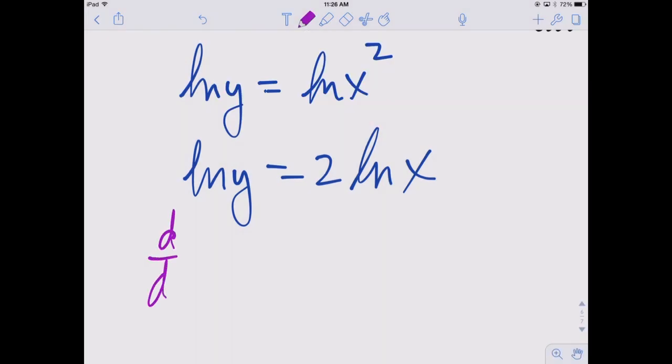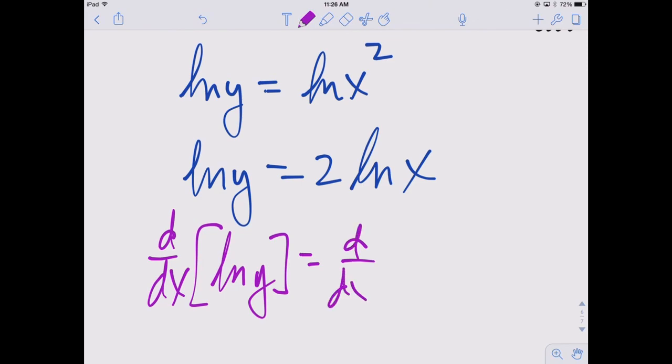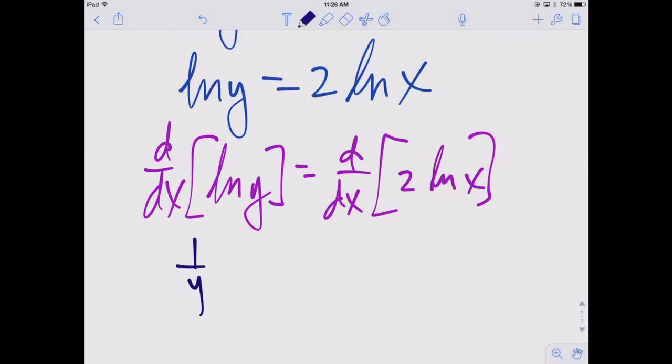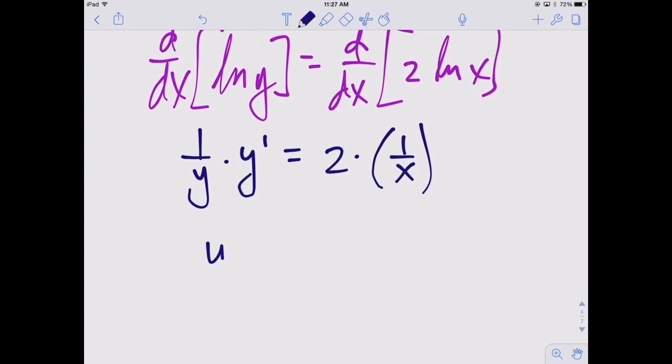Now I'll take the derivative of both sides with respect to x, and I'll go ahead and show that. And here we go. Here's the calculus step. It's ephemeral. It doesn't last very long. The derivative of the left side is 1 over y times y prime. Is it okay to use y prime? Sure. And on the right, 2 goes along for the ride, times the derivative of the natural log of x, which is 1 over x. And now all we have to do is solve for y prime, and we get 2 over x times y.